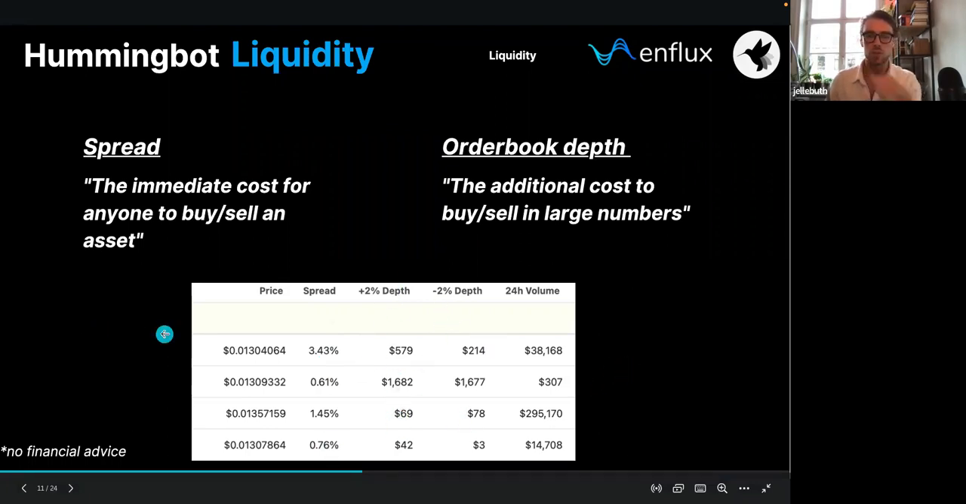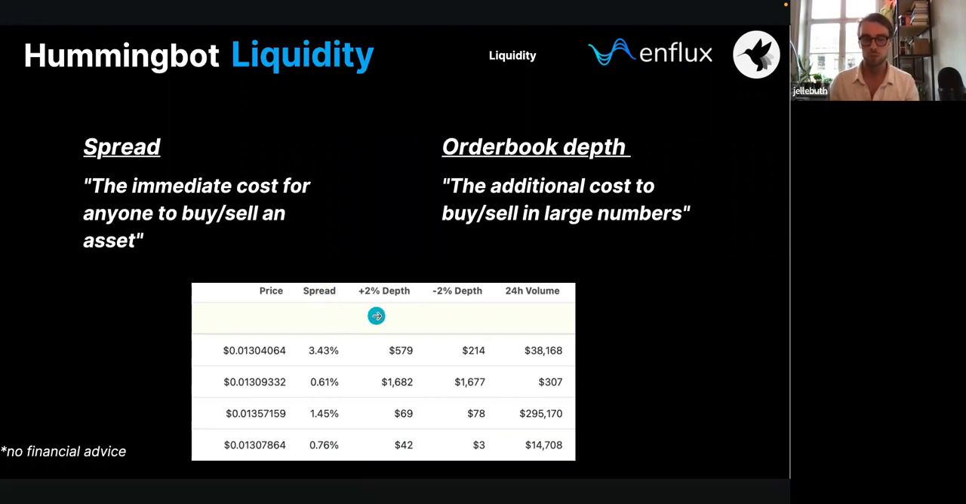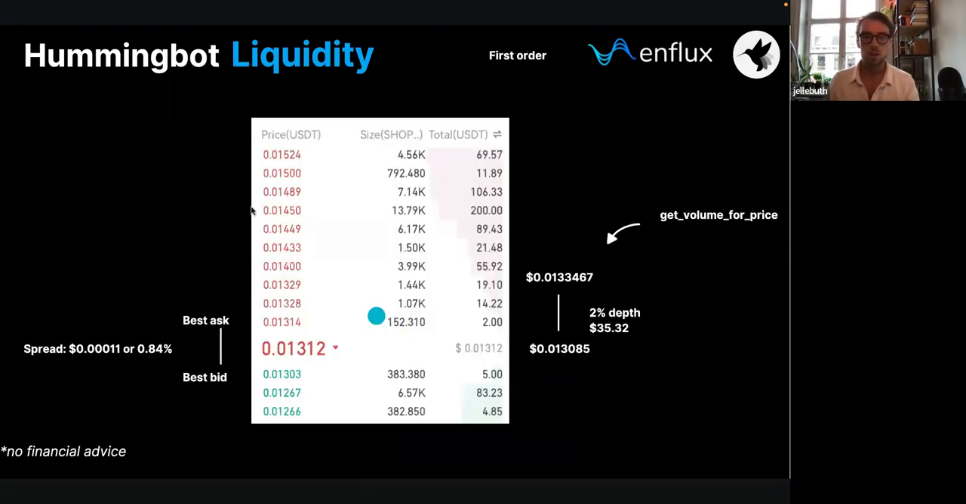And I think it's important to understand what spread means and what order book depth means. So if we have an order book here, let's first go into spread and explain why that's important. You have the first sell order on the book, and you have the first buy order on the book. The difference between the best ask, the first sell, and the best bid is called the spread. And you can put this as a percentage of the mid price, so the percentage of the price. And in this case, it's 84 basis points.